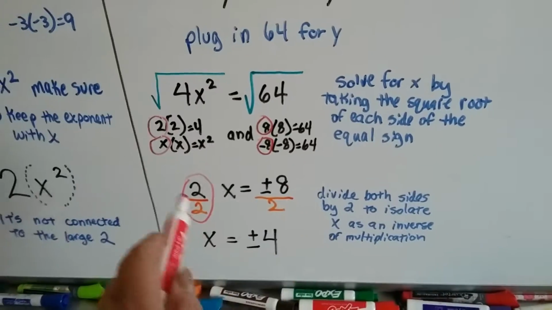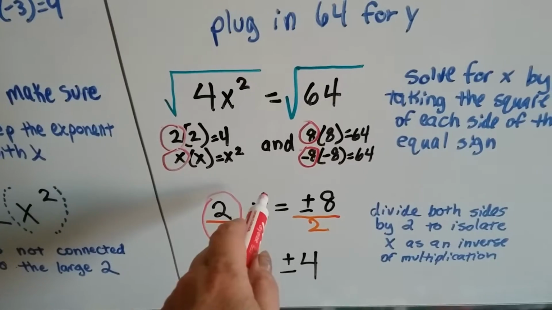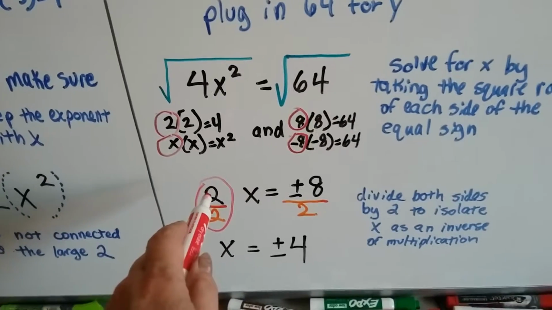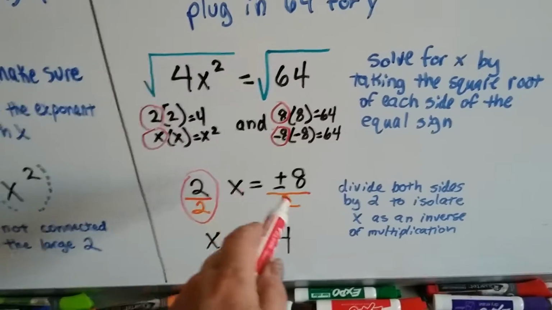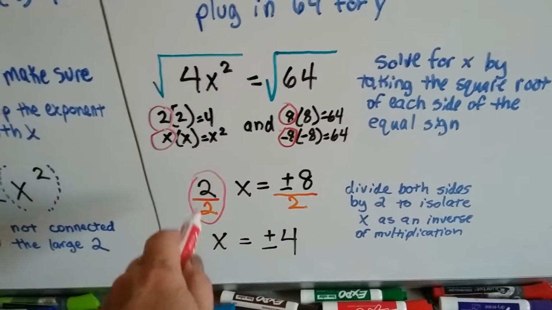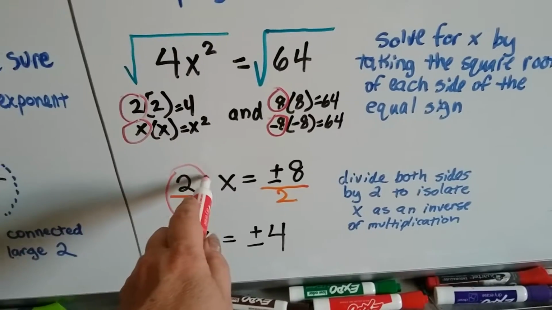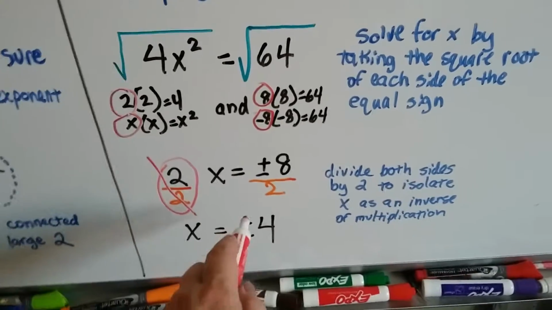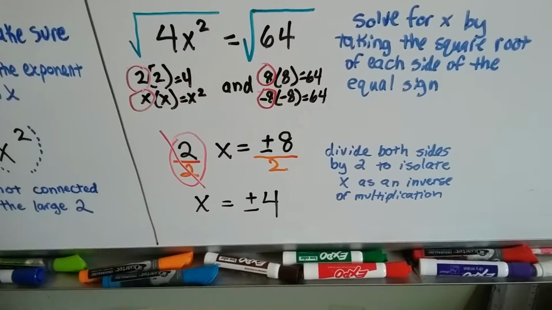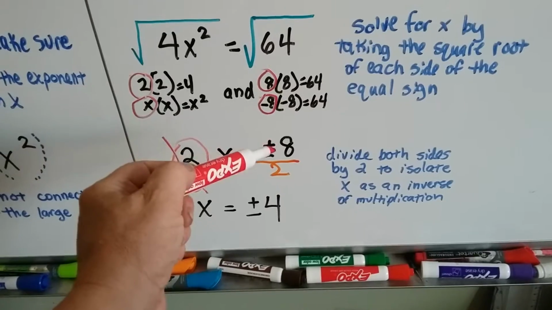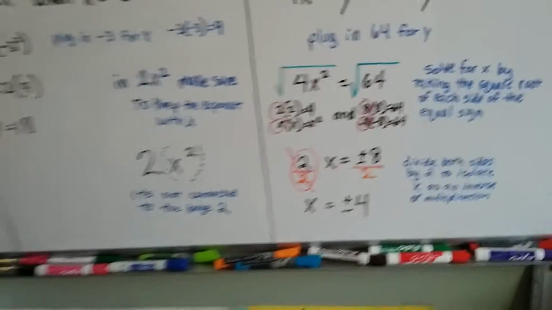But we can divide both sides by 2, because 2x means 2 multiplied to x, the variable. That means to do the inverse operation to get x isolated to one side of the equal sign, we can divide both sides by the 2. That becomes a 1. 2 over 2 as a fraction equals 1. So that drops off and we discard it. And now we've got x equals positive or negative 4. See? Because positive or negative 8 divided by 2 is positive or negative 4. That wasn't too bad, was it?